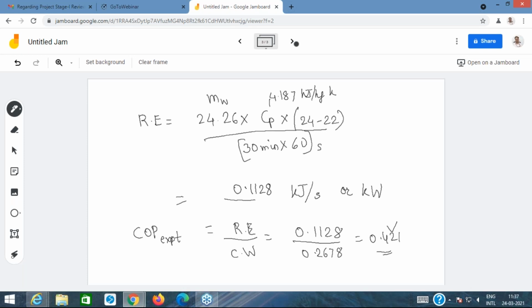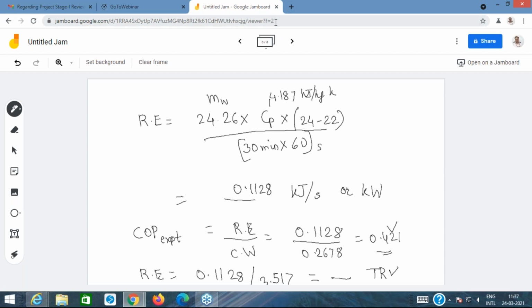Now, what is the capacity? If you want to express it in tons, you need to divide the refrigerating effect by 3.517, and you will get the capacity in tons. So 0.28 upon 3.517 would give us the capacity in tons of refrigeration. The power consumption is already known; the compressor operates at about 0.26 kilowatts.